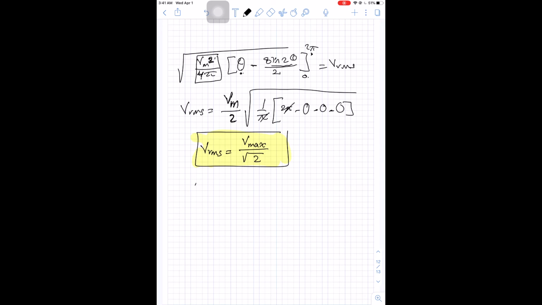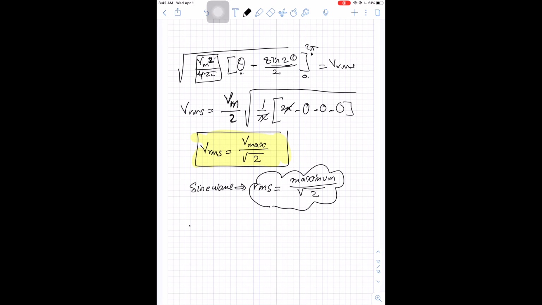So for any sine wave, its root mean square will equal its maximum value divided by square root 2. And this will be the value that we will use for a sine wave. You don't have to do the proof, but we did the proof to understand how they came up with this relation that we will use later on for calculating the RMS.